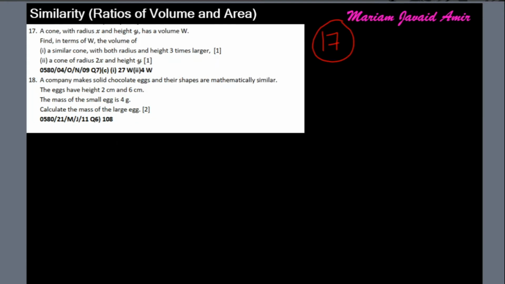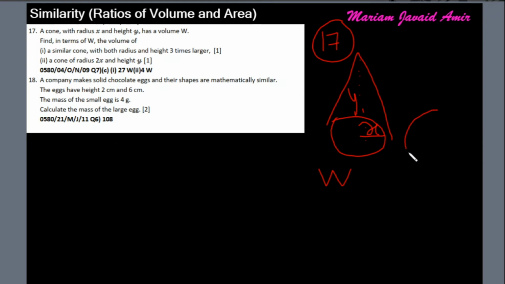Question 17. A cone with radius x and height y has volume w. Okay, so we have a cone whose radius is x, whose vertical height is y, and its volume is w. Okay. A similar cone with both radius and height 3 times larger.